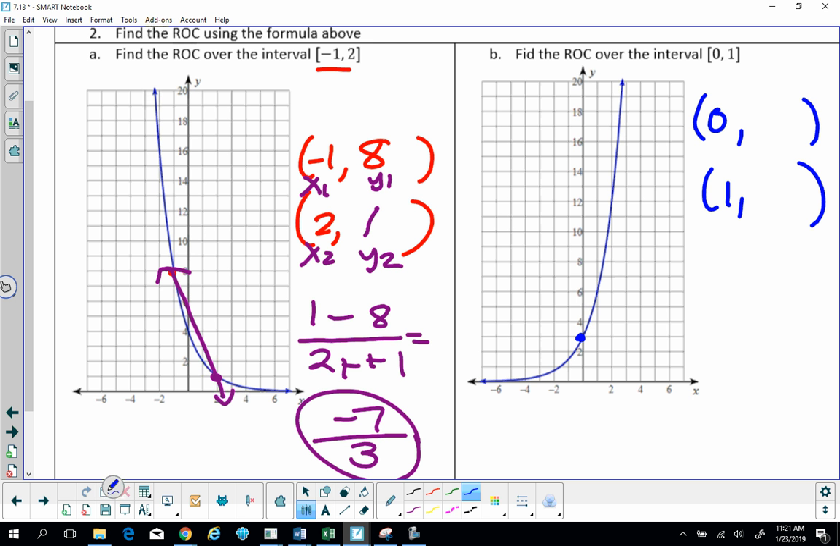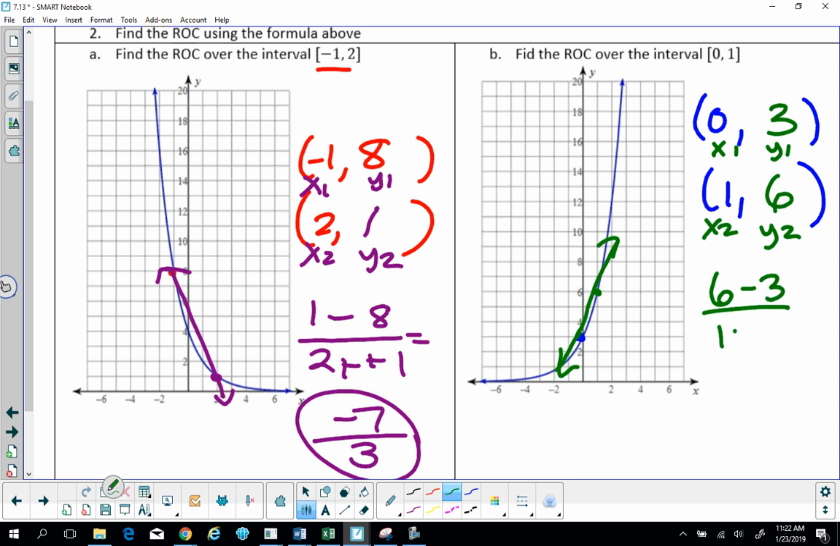3. Beautiful, 3. Then I go to 1 and I drag my finger up until it hits at 6. I know it's going to be a positive slope because it's going up. And so now I just write in the equation, x1, y1, x2, y2. And so you end up getting 6 minus 3 over 1 minus 0, which will end up getting you 3 over 1, or 3 if you put it into your calculator.